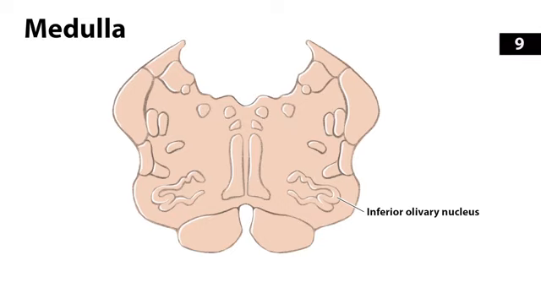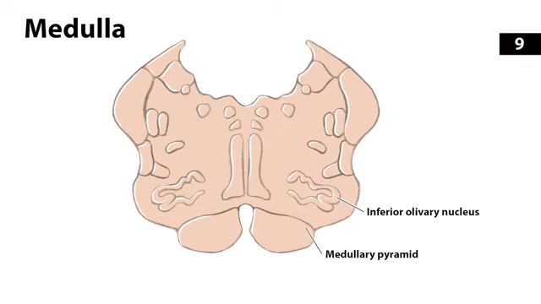And the most inferior part of the brainstem is the medulla. There are two structures that tell you you're looking at the medulla: the inferior olivary nucleus, which is this big squiggly area, and the medullary pyramids on the anterior aspect of the medulla. So when you see those, you should immediately recognize that you're looking at the medulla.